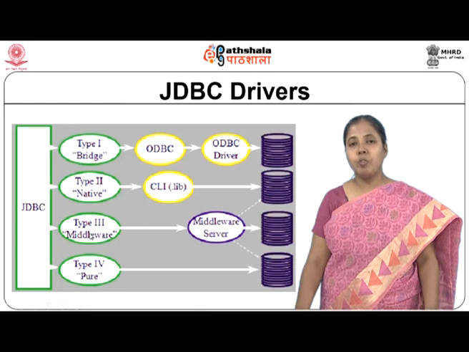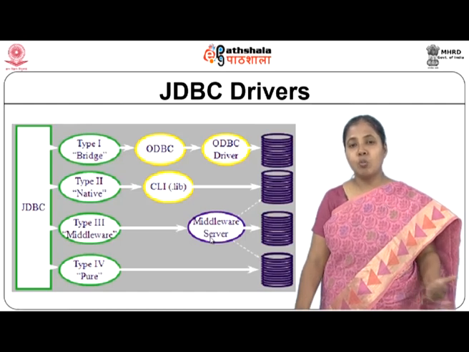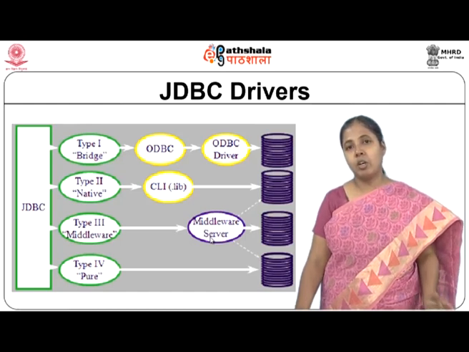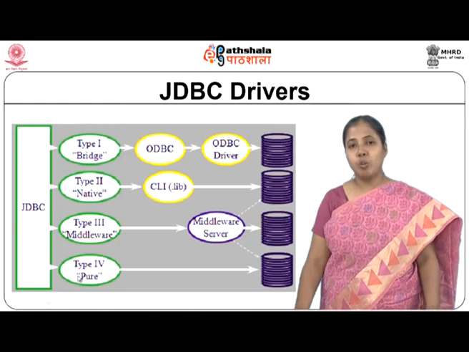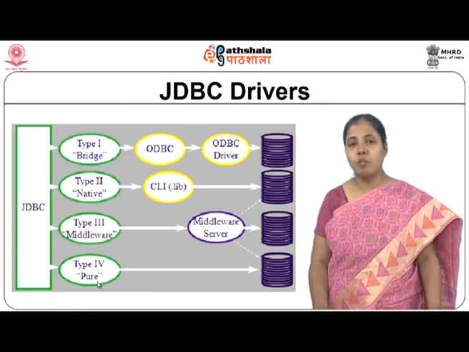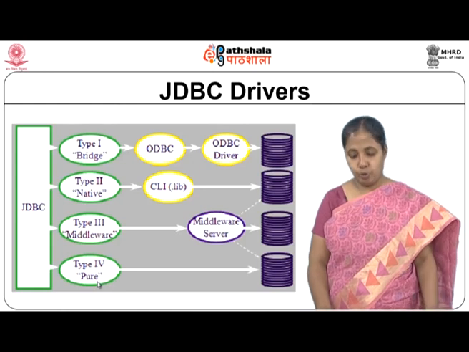Type 3 would be very useful when you want to talk to different kinds of database engines through different drivers. You will have a middleware server, which would be one single driver that you need to install in your machine, through which you can talk to the different database engines. And type 4 is a pure database driver through which you can talk to the database. Here for every database engine you need to have a separate driver.